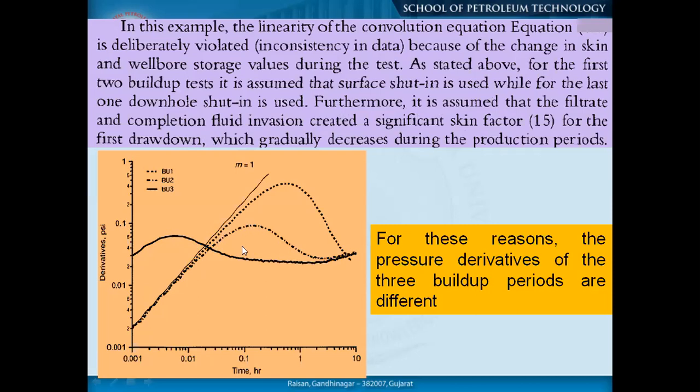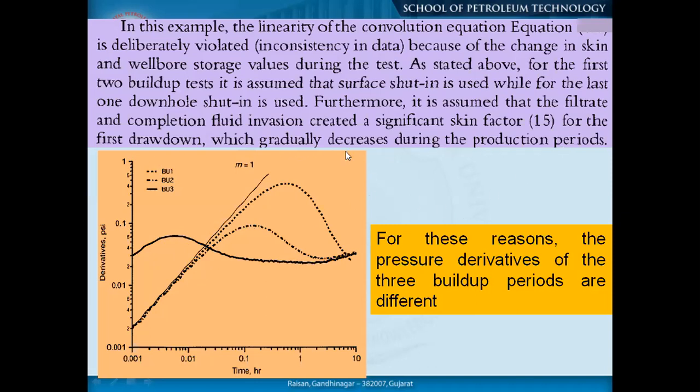That's why you see, as we have discussed earlier, depending on the up and down part, rather than the zero skin, it is giving us the skin factor. This is more skin, this is less skin. You can see this is the first build-up and this is the second build-up. In the second build-up, as we perform our clean-up test, you can see the skin has reduced significantly. Whereas in the third build-up, skin is there but not that much. For the first drawdown, it gradually decreased during the production period.